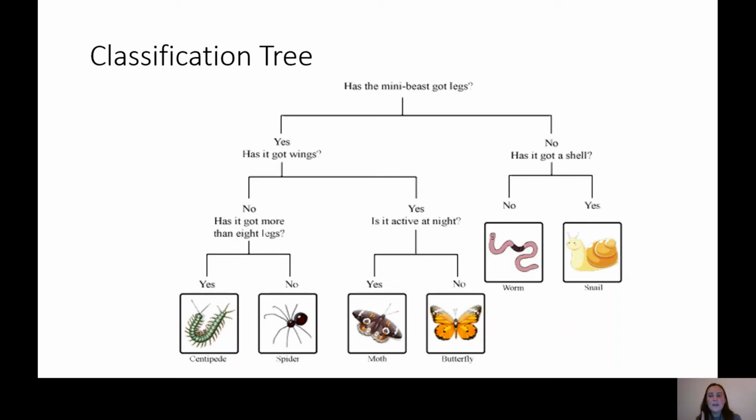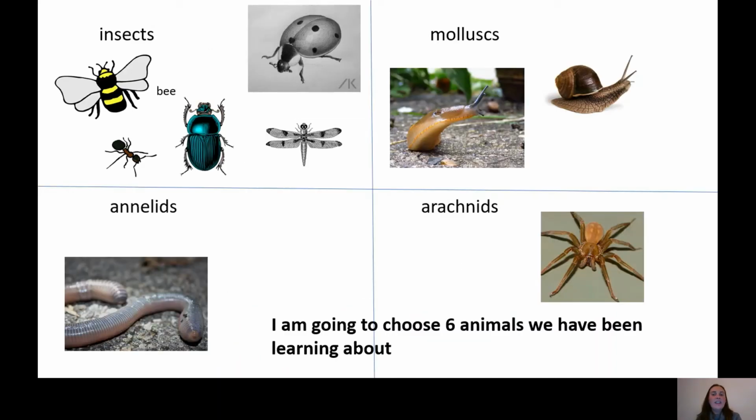But before we do it this way, we need to think of all of our questions. So these are all the animals that we have been discussing over the last few weeks, and I'm going to choose 6 of the animals that we have been learning about that next week we can put into a classification tree.